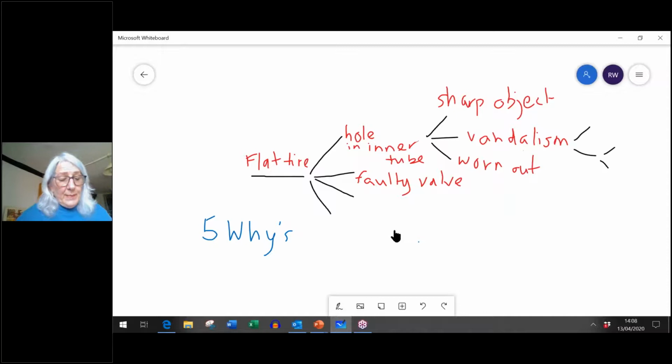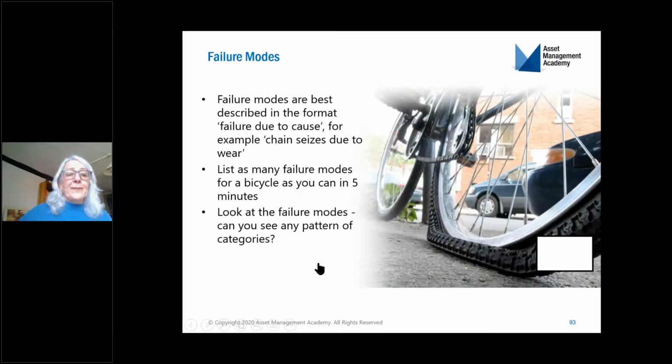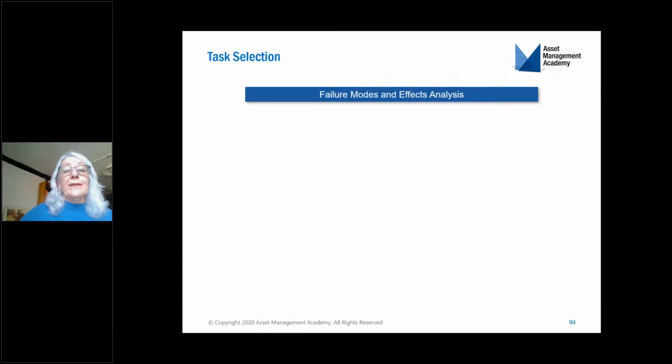So let's have a look at how we now use those failure modes, because remember, we're looking at why things fail to look at what we can do about it. In asset management, it's always about what we can do about it. Okay, so I've now looked at some failure modes, and now I want to use that to decide what I'm going to do about it. And this, we've done our failure modes and effects analysis. We're moving now into rule-based task allocation.